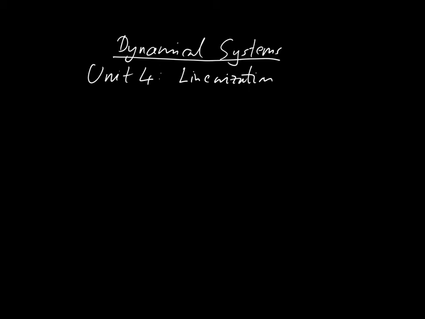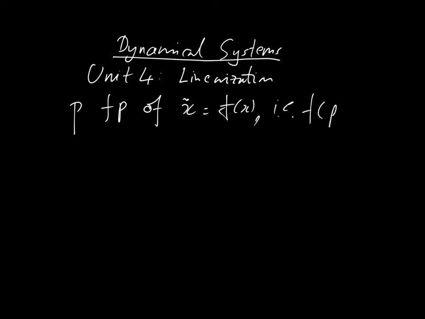This unit is going to be about linearization of a vector field or an ordinary differential equation at a critical point. One of the key things is at a fixed point. So we're going to suppose P is a fixed point of x dot is equal to f of x, i.e. f of P is equal to 0. And we want to understand the behavior of the dynamical system near P. That's what the next couple of units, in fact even the remaining 3 units, are going to be about.